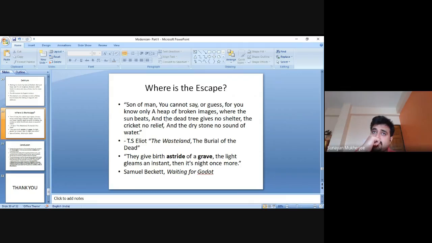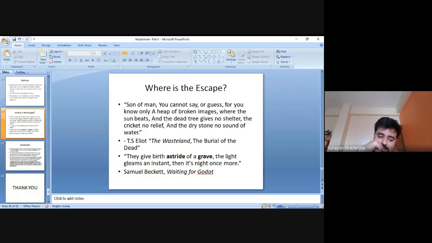The modernists, the artists, essentially were trying to figure out the same in their works as well. Where is the escape? What does T.S. Eliot say in The Waste Land? Son of man, we are the son of man. Son of man, you cannot say or guess, for you know only a heap of broken images. You don't know the completeness. You are only a fragment.